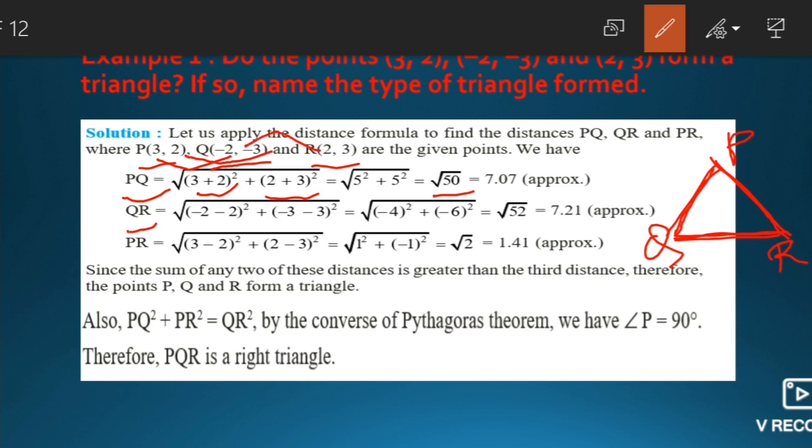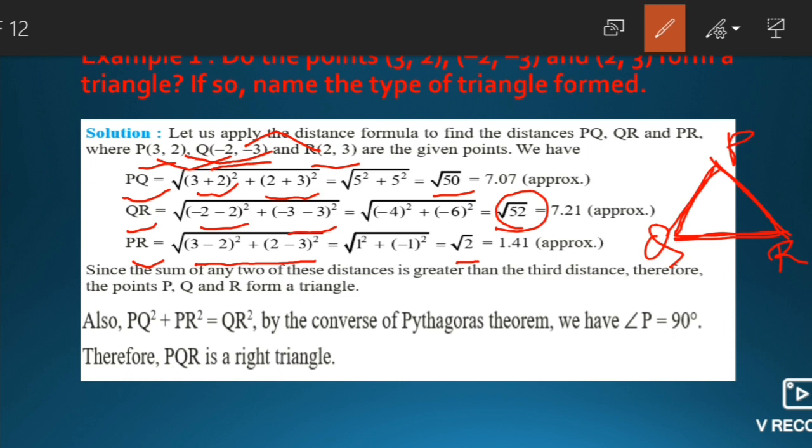This is Q, this is R. So it will be root under (minus 2) whole square plus (minus 3) whole square. If you do the calculation, the value will be root under 52. Now find the distance between P and R. The coordinate of P is given as (3, 2) and the coordinate of R is given as (2, 3). If you apply the distance formula, it will become root 2.